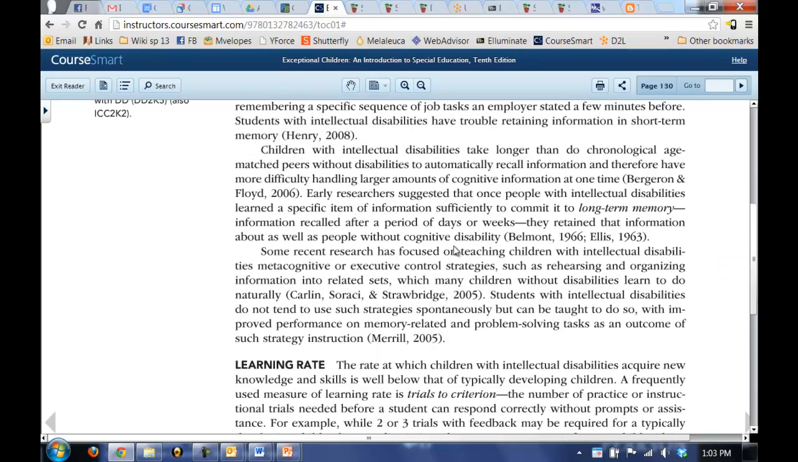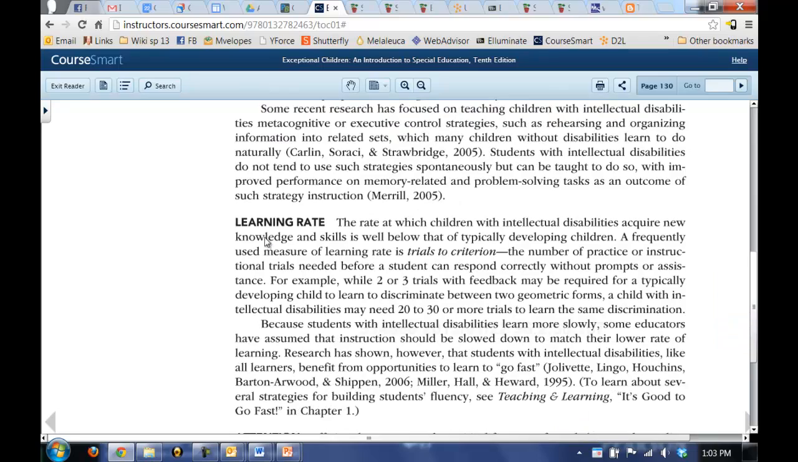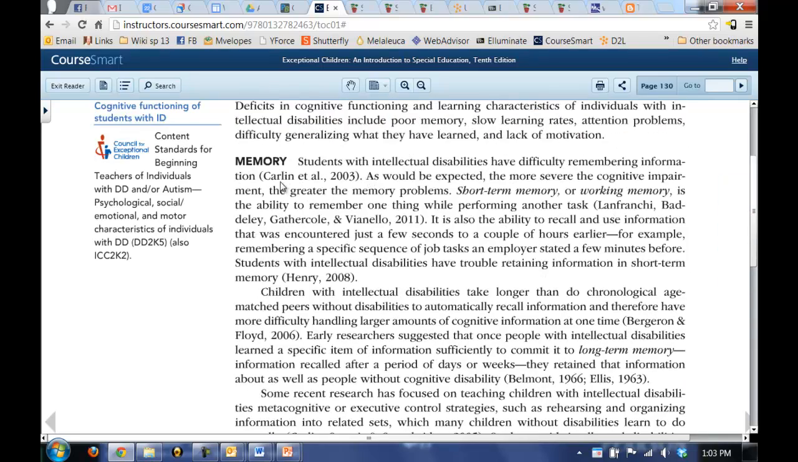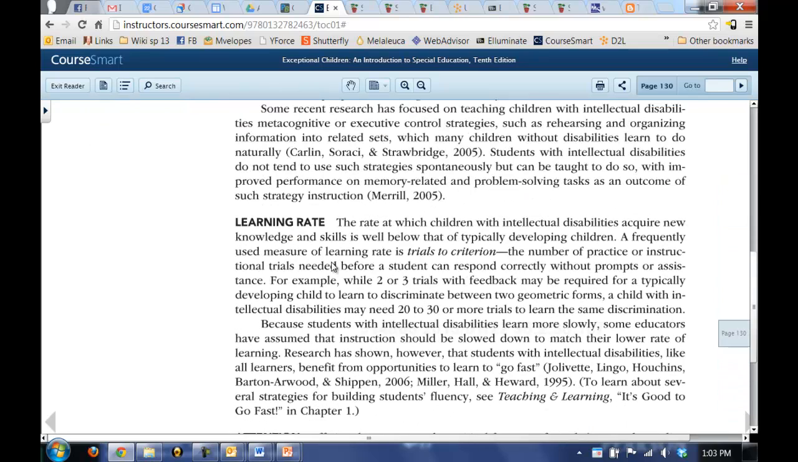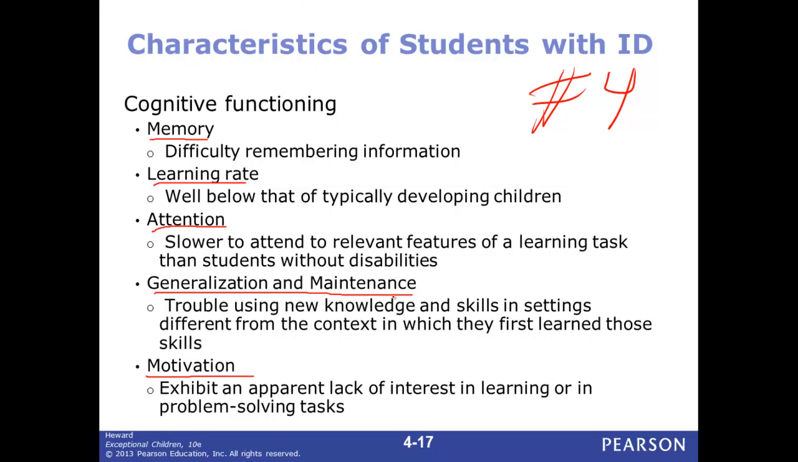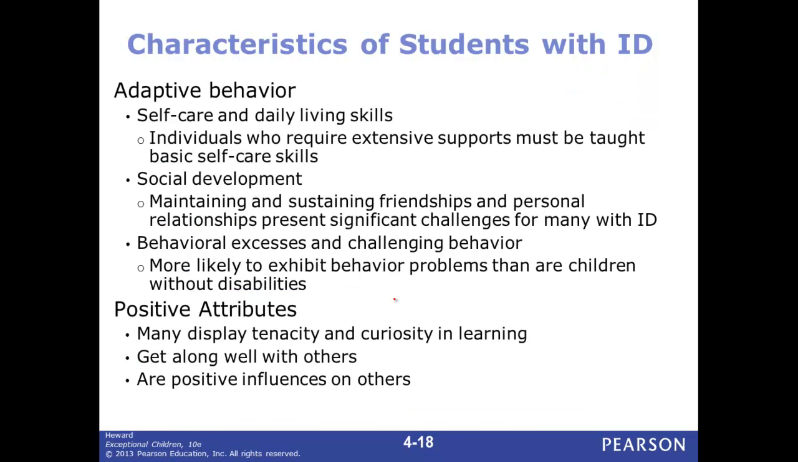So I want you to develop this more for each one of these, and this is a huge one, the learning rate and the memory type thing. So you develop each of these more than what they are in your notes. The characteristics of kids with intellectual disabilities. And then adaptive behaviors.